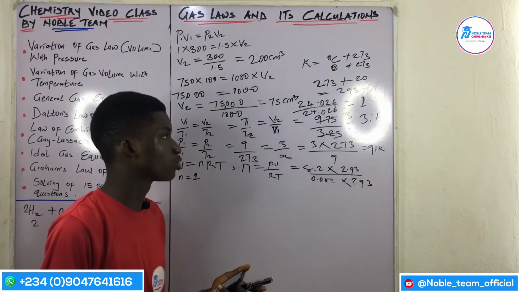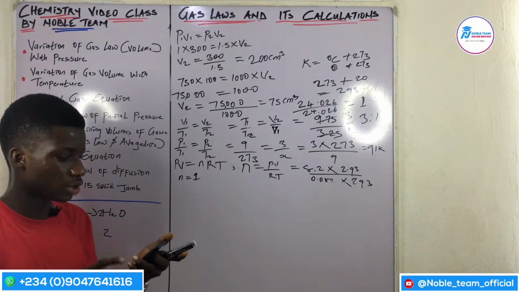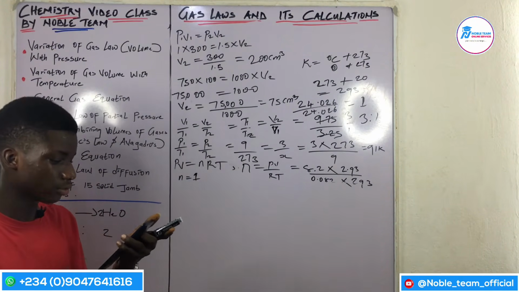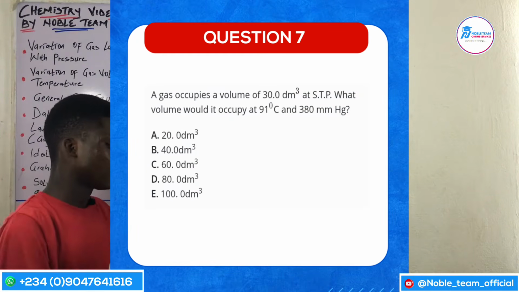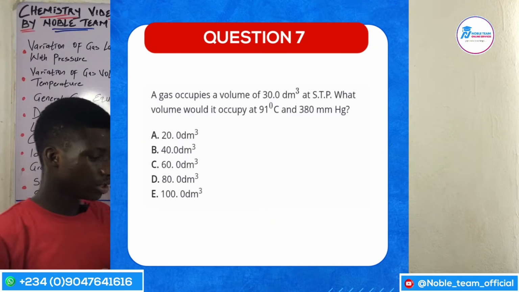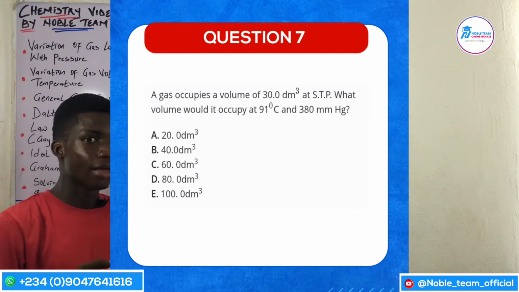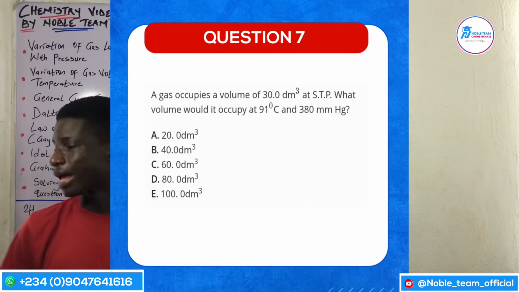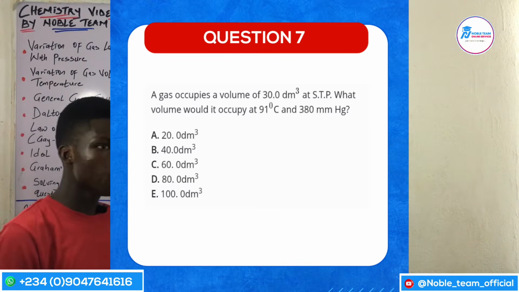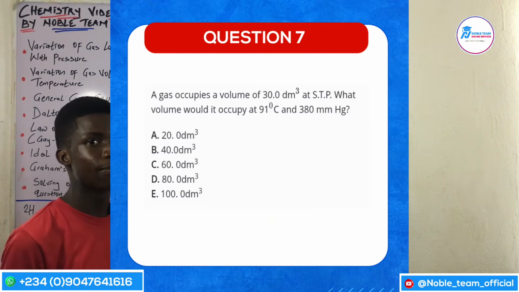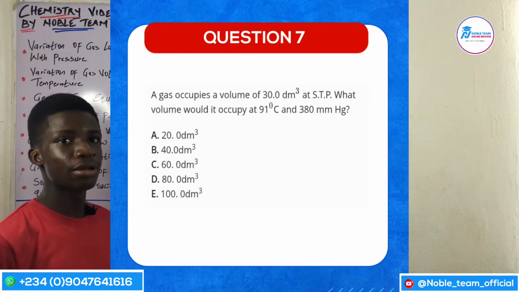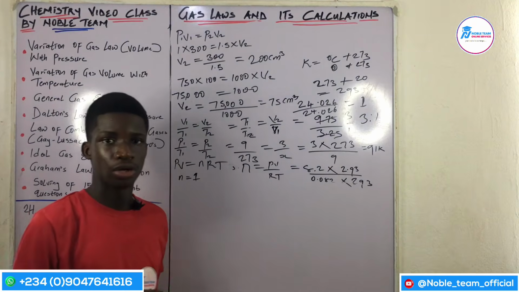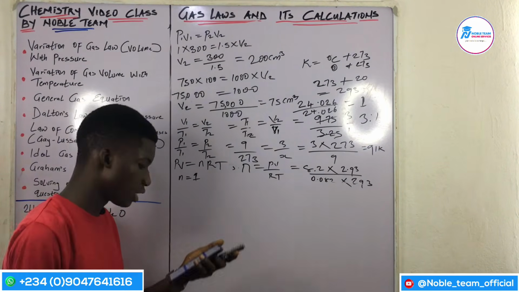We have solved up to 6 questions. Now, let's solve question 7. Question 7 says, a gas occupies a volume of 30 dm cube at STP. Make sure you master that STP that I said earlier, and make sure that you read questions carefully, because once you see STP, you think it's just normal. This STP simply means standard temperature and pressure.